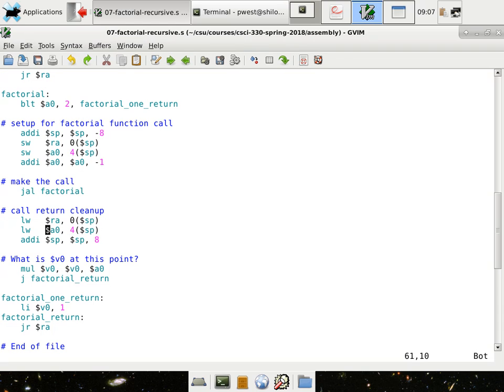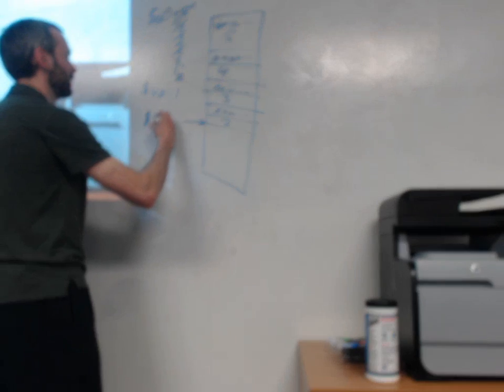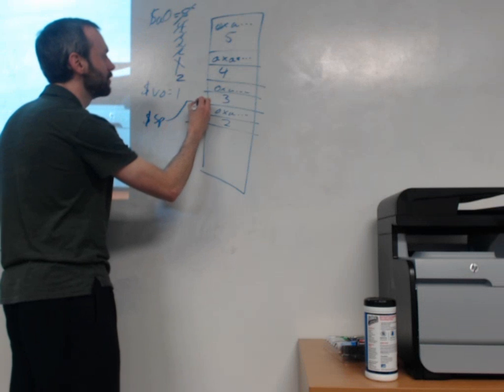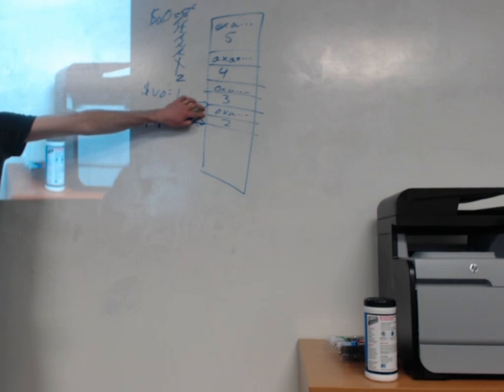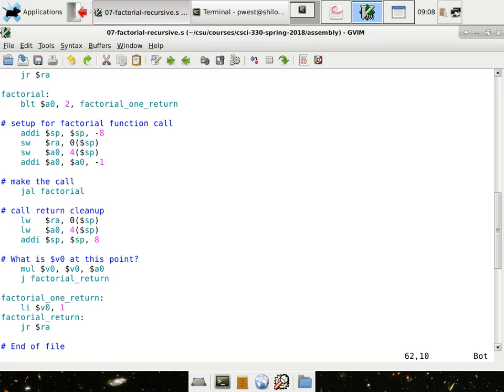We're going to restore our 2 variables, the return address and A0, which is this guy, so then A0 will then become 2. We're going to then manipulate the stack pointer. So the stack pointer, instead of pointing there, will now go up to here, because we no longer need that memory, because that's what we used when we did the function call, so we automatically deallocated that. We do the multiply. V0 and A0. 1 times 2 is 2.